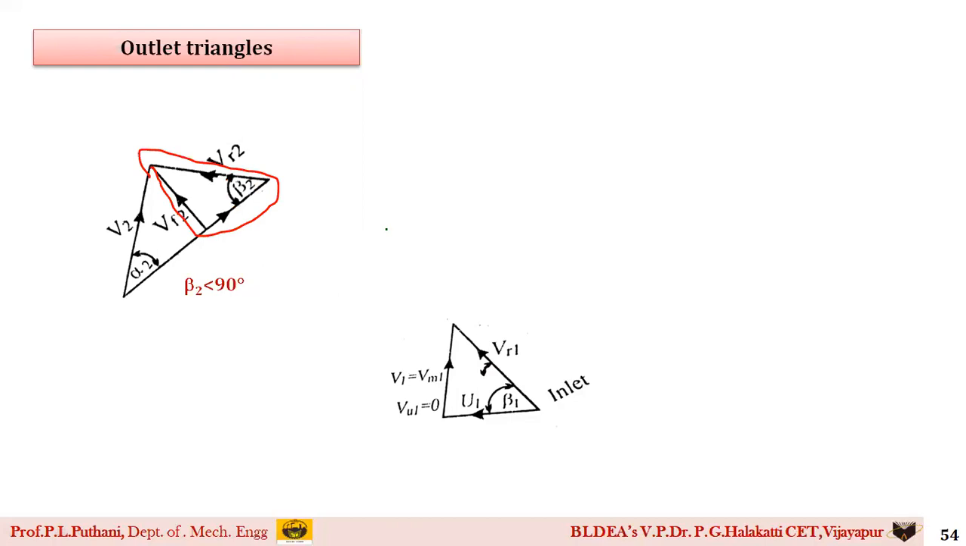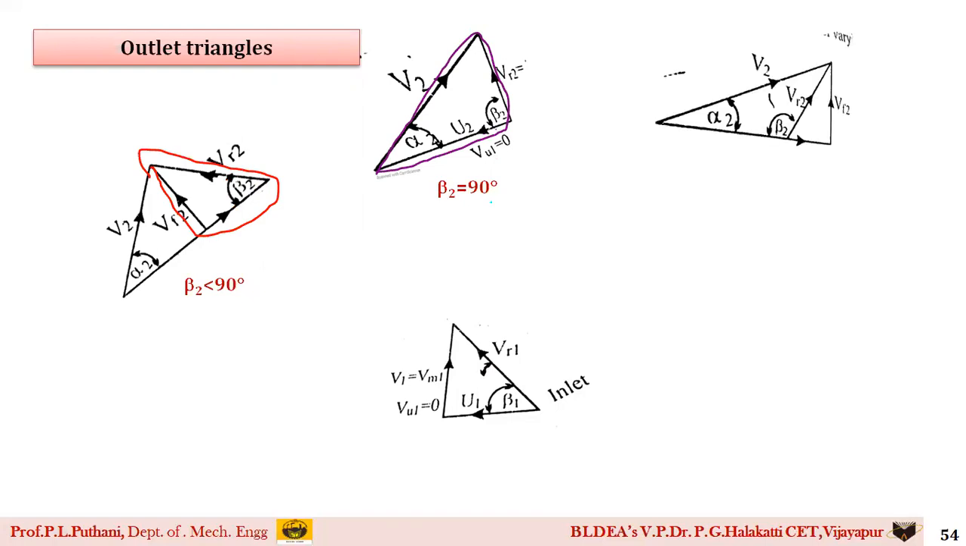Second case, if you observe carefully this triangle, what is the value of beta 2 here in this case? It is equal to 90 degrees. Similarly, if you observe the third case, what is the value of beta 2 here? It is greater than 90 degrees. So all these three cases we are going to study now.